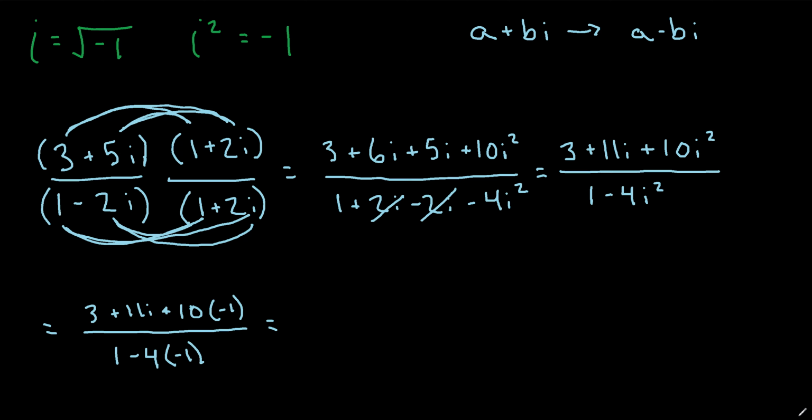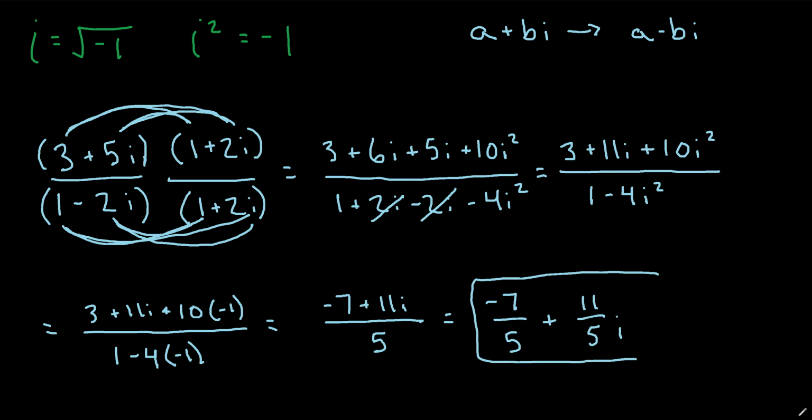So if we simplify, 10 times negative 1, that's negative 10. So we have 3 minus 10, that's negative 7 plus 11i, all over 1 minus 4 times a negative 1, so that's 1 plus 4, which is 5. So this is our final answer. If we want, we can write it in what's known as standard form, where we write a constant first, so that's negative 7/5. And then we write 11/5 times i. So this would be our final answer.